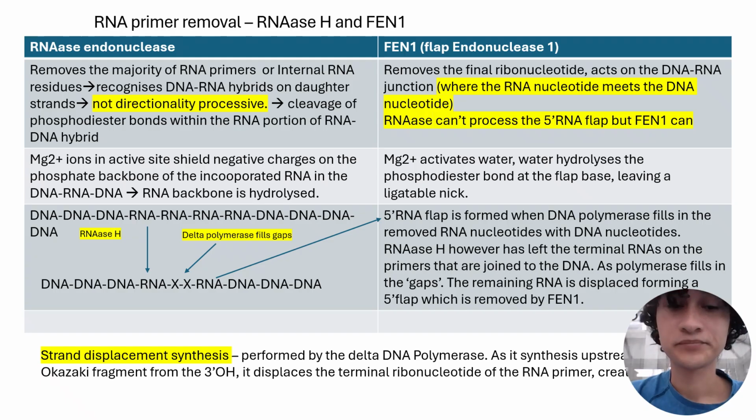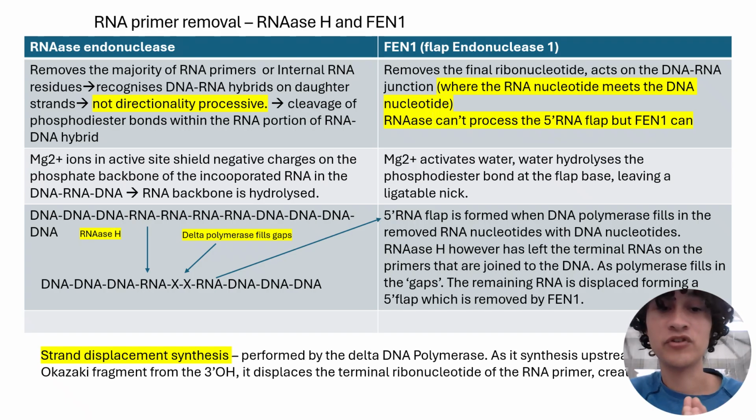So RNase H removes the majority of ribonucleotides. Okay, so as you know, a primer is made up of, say, 10 or 15 ribonucleotides. RNase H removes the majority of those primers. Fen1 will remove the primers where one RNA ribonucleotide meets a DNA nucleotide.